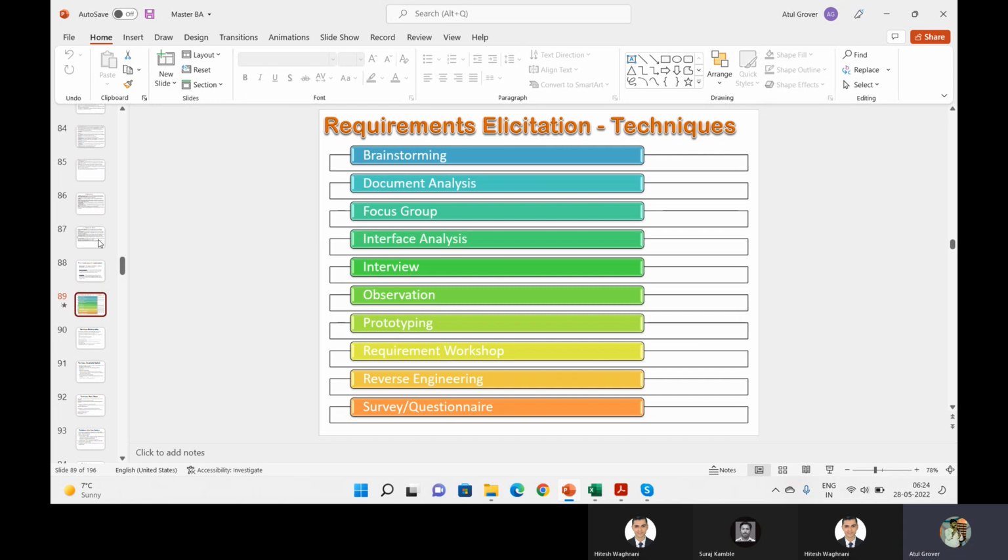Now we have been discussing for a long time that, being a BA, I need to get the requirement. And to get the requirement, we have different types of techniques available. Now we will discuss a little bit more detail about these techniques. Practically, we already know all these techniques, but as we have this in our agenda, we'll discuss one slide on these as well, just to get a little more depth of these particular techniques.